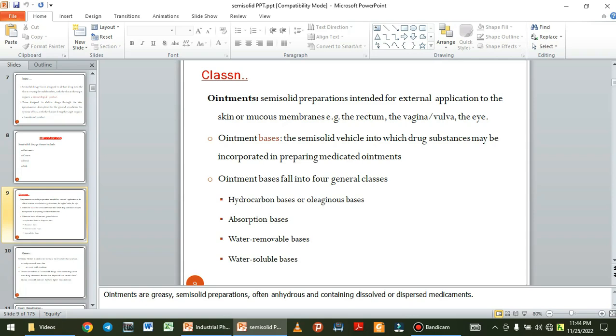So we have to add some water, right, in order to increase their dissociation, so the drug can pass. The rate of absorption of percutaneous drugs depends on the rate of dissolution.